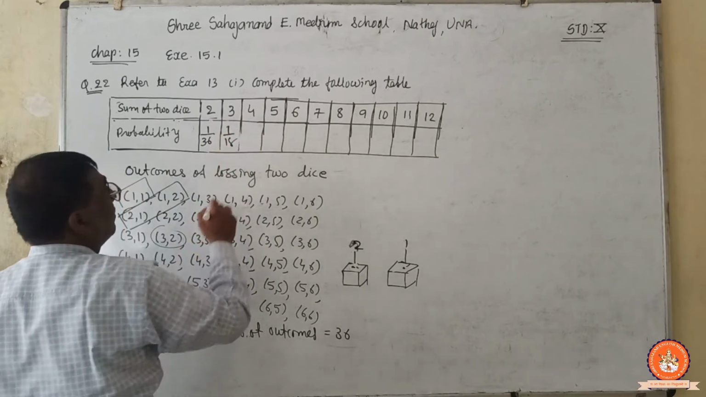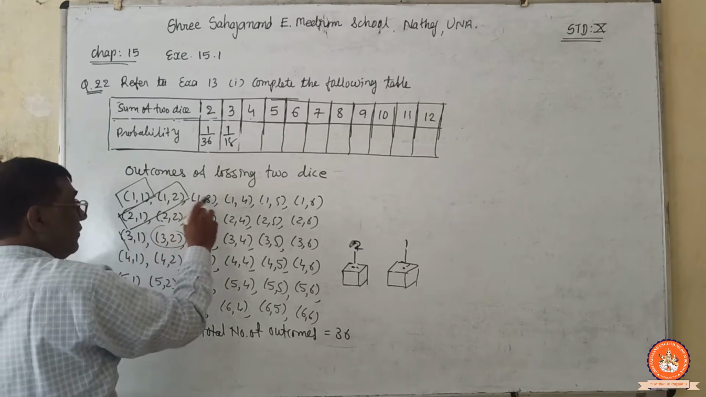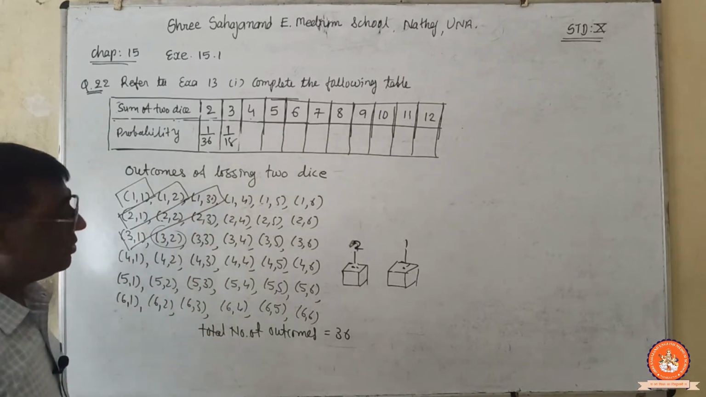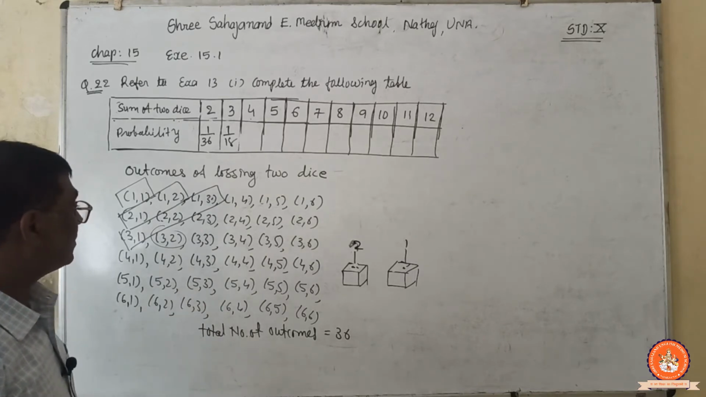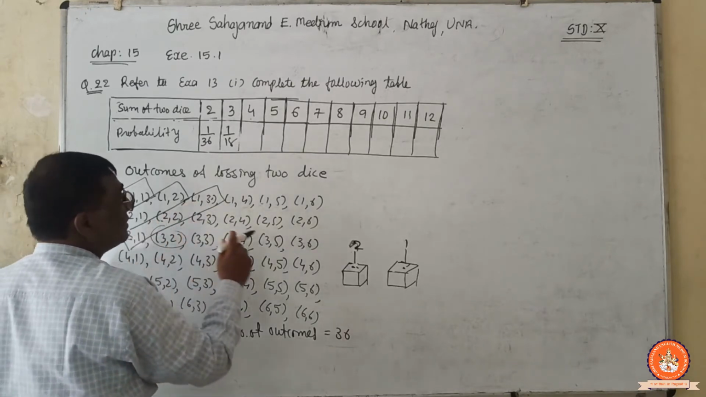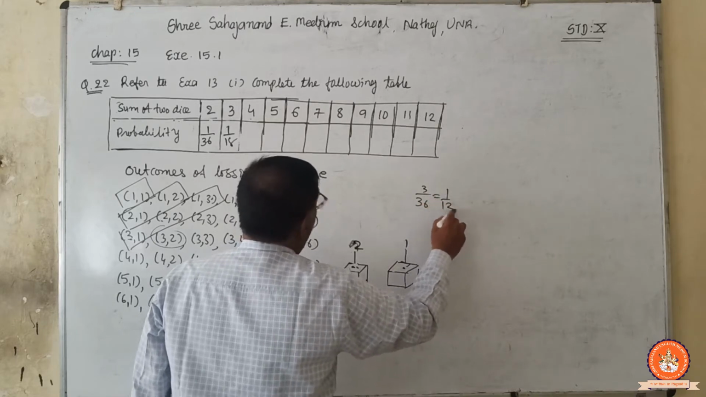Now the sum of two numbers is equal to 4. There are 3 1, 2 2 and 1 3. These three outcomes are favorable to the event of getting sum of two dice equal to 4. So 1, 2, 3, it's 3 upon 36, it's 1 upon 12.